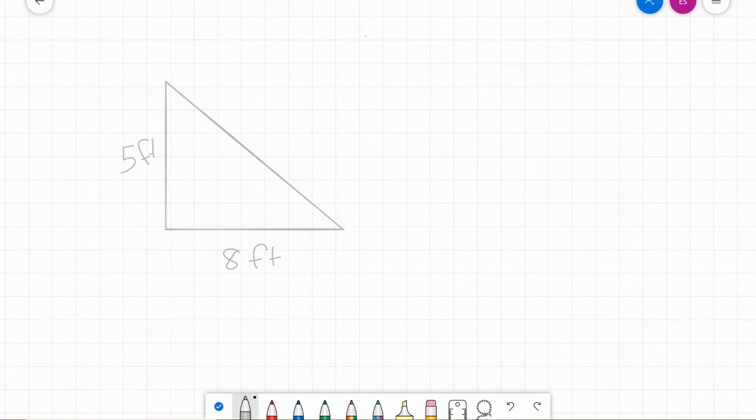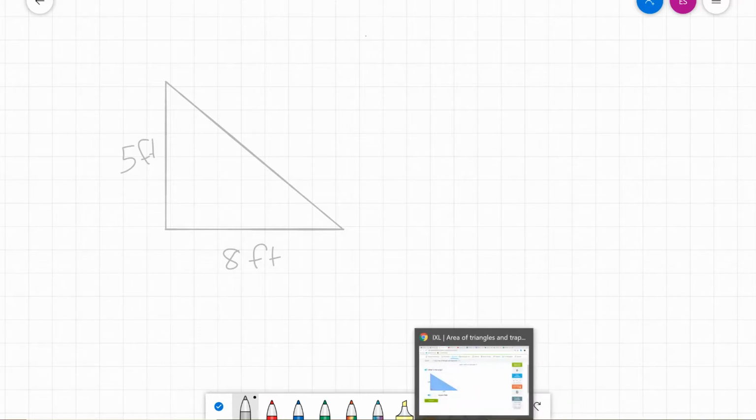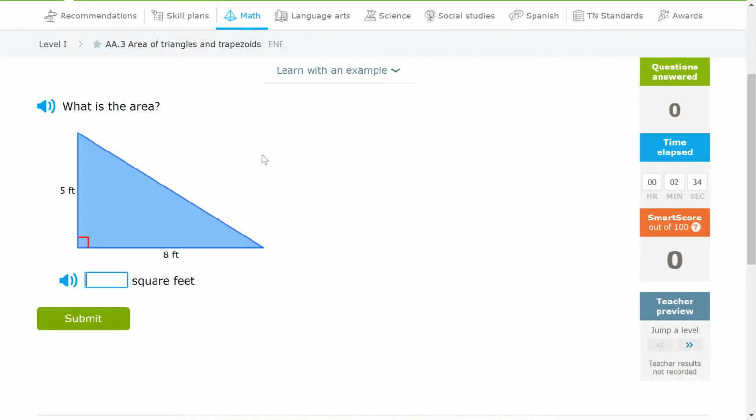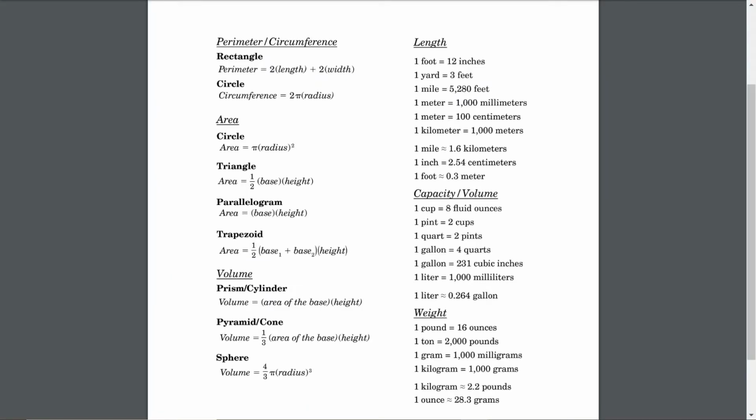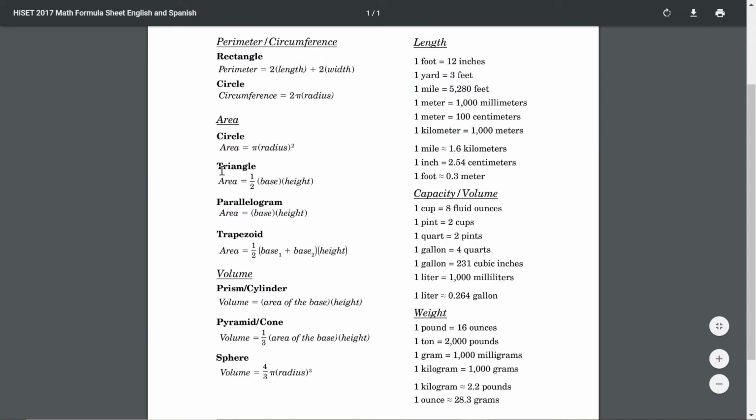So the first thing that I would do when I'm doing an area problem is I'm going to write down the formula. So the formula for the area of the triangle is always the same, and you know what it is based on the HiSET formula sheet. It's right here. The area of a triangle, area equals 1/2 times base times height. So I'm going to write that.